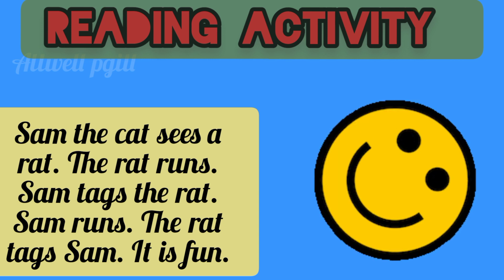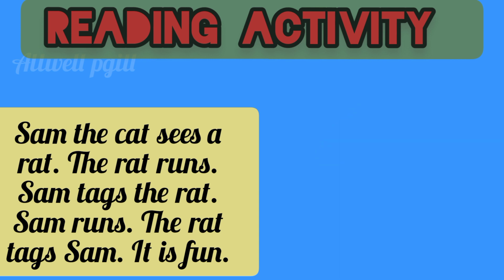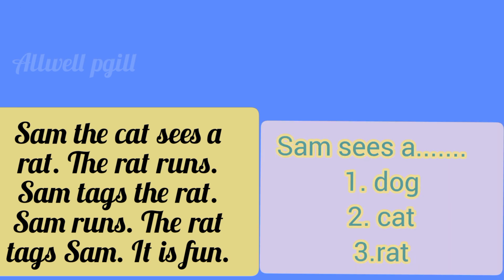It is fun. So after listening to the audio, you have to answer these questions. First one is, Sam sees a dog, cat or rat. As we have read the story, Sam the cat sees a rat. So the answer will be rat.